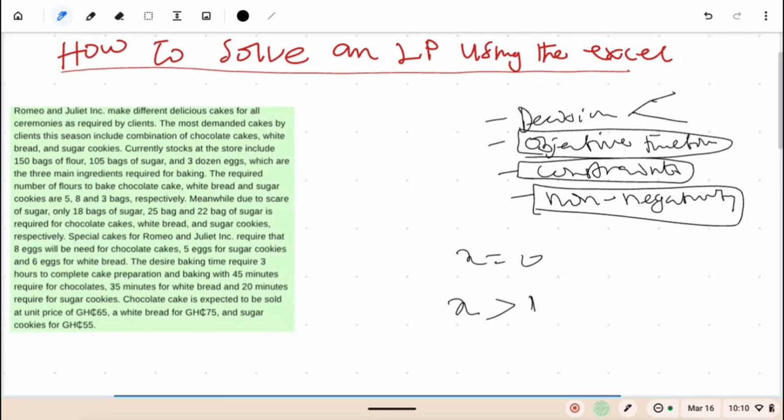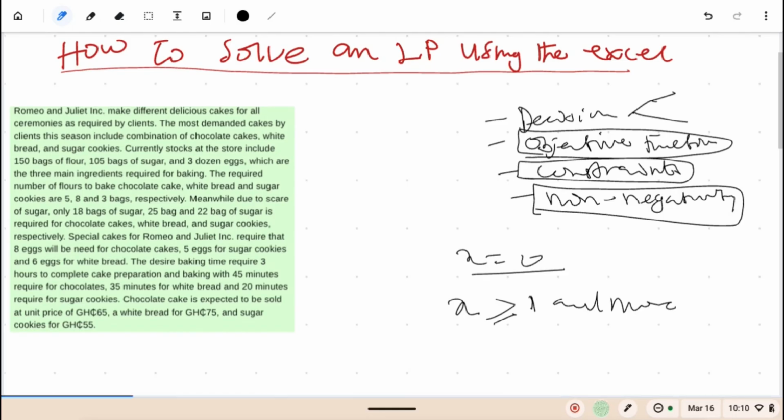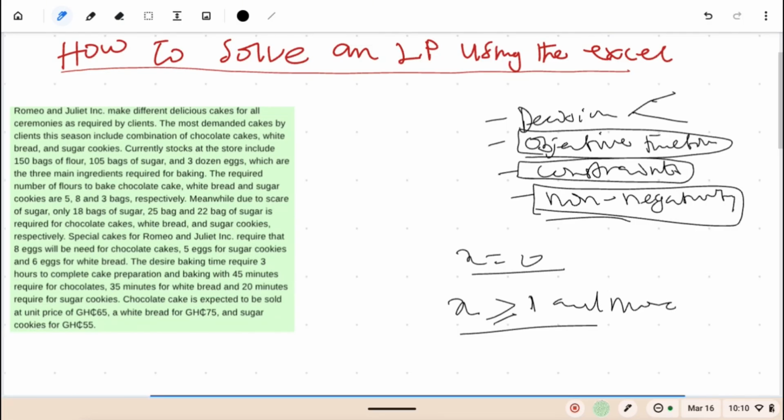Or it's going to be 1 and more, because it's either we produce 1 or we produce more, or we don't produce at all. That's why we say non-negativity, because you can't tell me that we are producing mango and then today we produce negative 1 mango. No, it can't be possible. It's either we don't produce at all or we produce 1 and above. So these are the components that you need to take note of when solving a linear programming question.